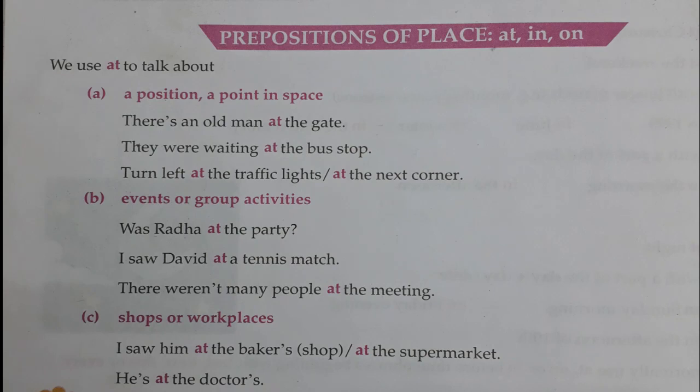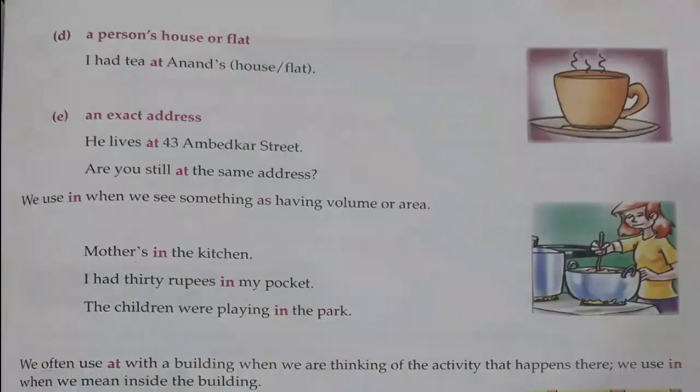Events or group activities. Was Radha at the party? I saw David at a tennis match. There weren't many people at the meeting. Shops or workplaces. I saw him at the baker's shop, at the supermarket. He is at the doctor's. You see, just simple. He is at the doctor's. He means he was at the doctor. But we're not saying in over here. We're using at to show the place of that person or the position of the thing.